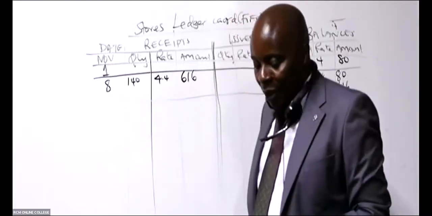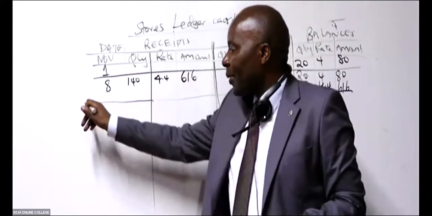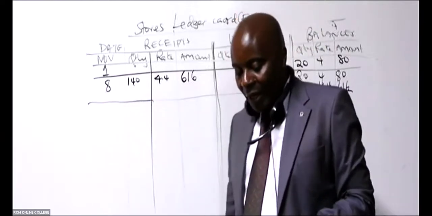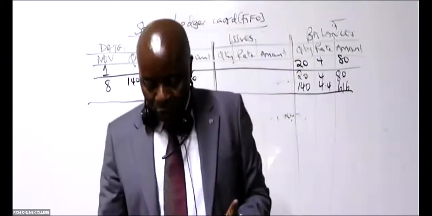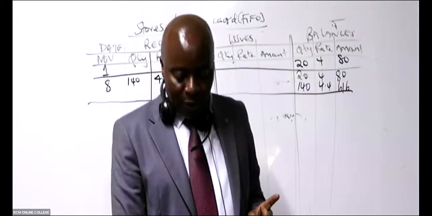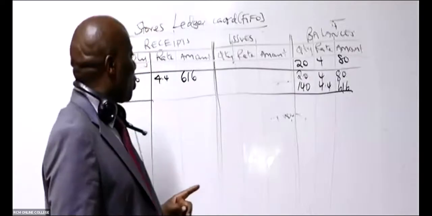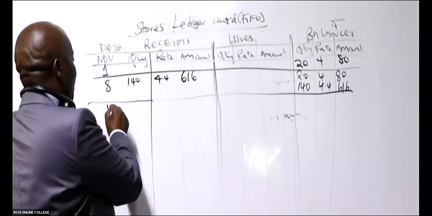After November 8th, ladies and gentlemen, what do we have there? After November 8th, we have another date. The online ninjas are not following, I don't know why. I have a feeling that the online ninjas are not following. So, ladies and gentlemen, after that, we have issues. So on 12th November, we issued.